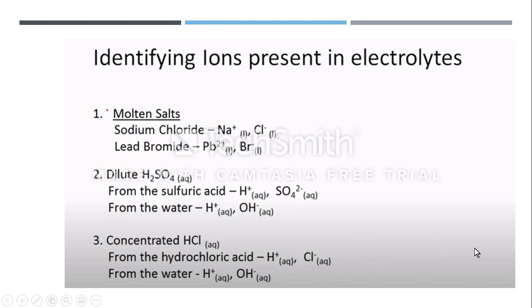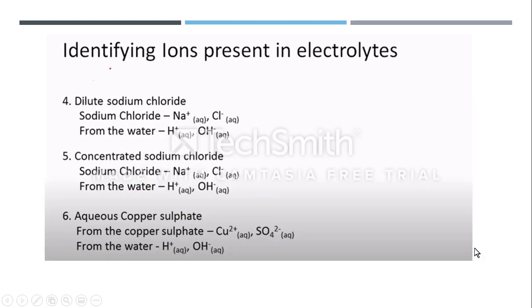Let's look at a few more electrolytes. Dilute sodium chloride now. So that tells us that we have sodium chloride. If it's dilute, that means it's dissolved in water, right? And it's dilute, so it has a lot of water. So our sodium chloride will have sodium and chloride ions, and water, again, H+ and OH-. Because it's dilute, we have a lot of water, so we have more of these ions in solution.